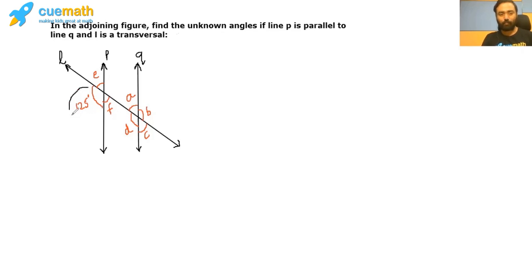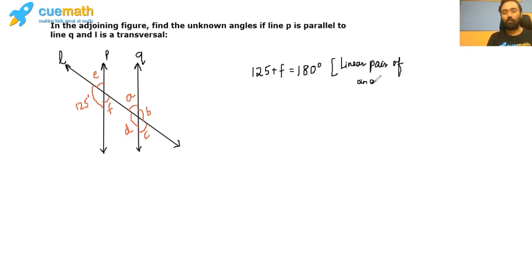This angle is 125 degrees, and since L is a straight line, 125 degrees and F are two angles on a straight line. We can use the linear pair of angles concept, which we already discussed in the last video, to state that the sum of these two angles will be equal to 180 degrees because they form a linear pair of angles on a straight line.